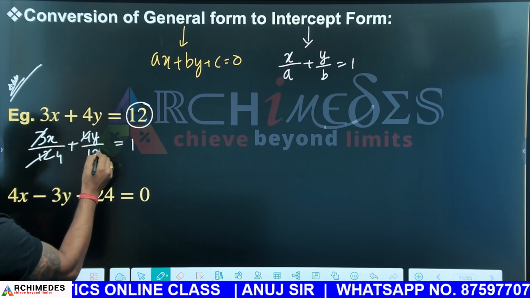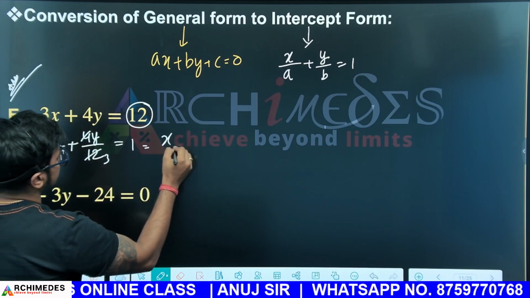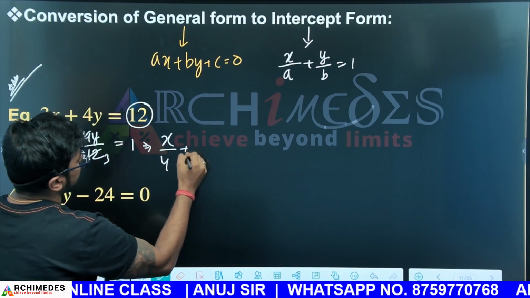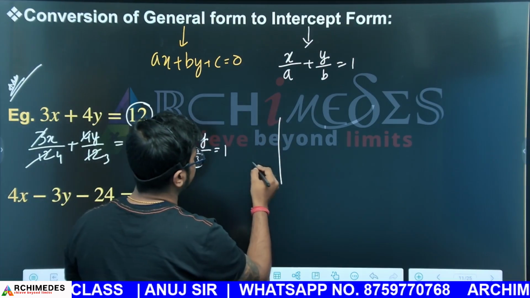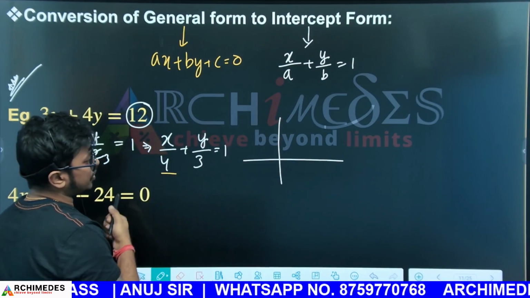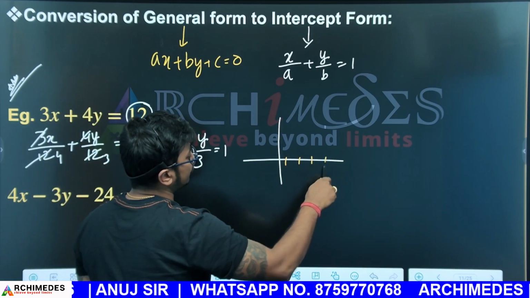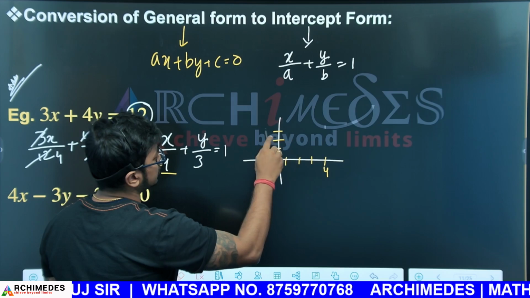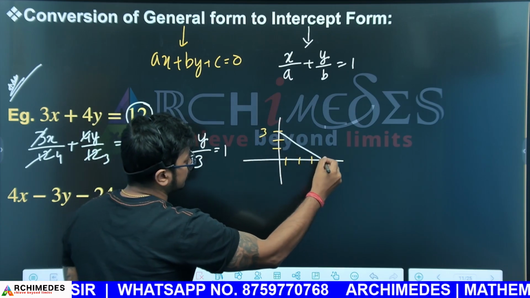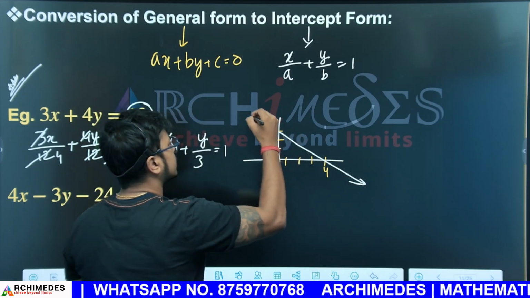So 4 and 3. It implies that x by 4 plus y by 3. Am I clear? Suppose we want to make this line. If it cuts the x-axis at 4, suppose this is 1, 2, 3, 4, and it cuts the y-axis at positive 3, 1, 2, 3, then this is the line.